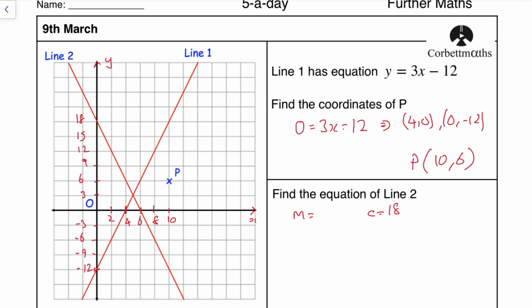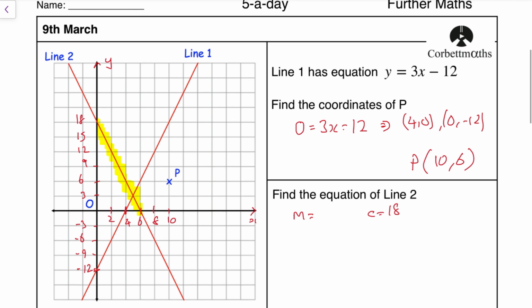And the m, well, first of all, just to note something that is probably obvious, but it's worth noting anyway, I am clearly going down. And if I'm going down, that means my gradient is negative. And I'm going down 18 while going across 6. So therefore my gradient is minus 18 over 6, which is otherwise known as minus 3. So therefore my line is going to be y equals minus 3x plus 18.